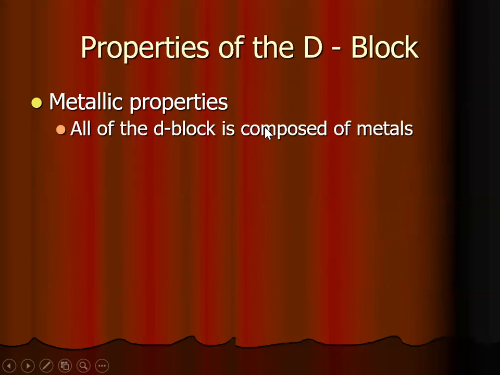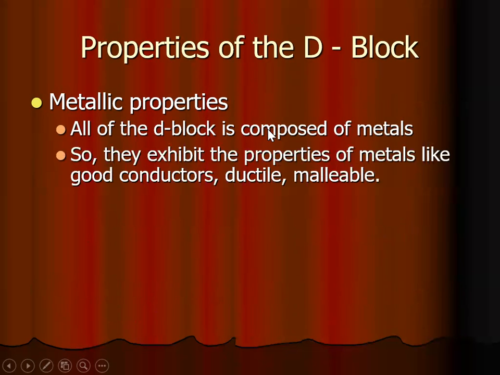The d block is composed of nothing but metals. They are all good conductors, ductile and malleable. What does malleable mean? They can be shaped easily, they're easily bent. What about ductile? What does that mean?